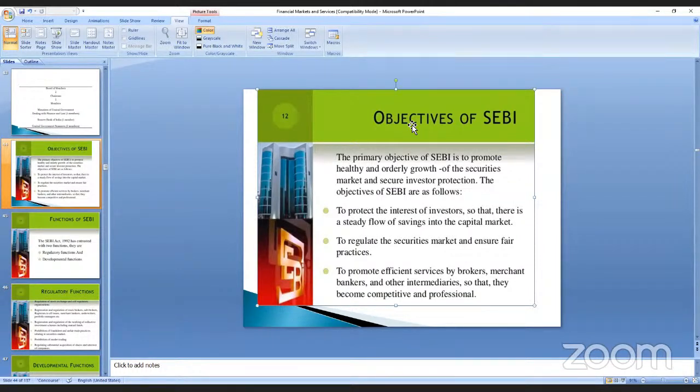So who are the people who run the stock exchange? That is SEBI, a group of people, and there are merchants and bankers. All of them work under a company. That is the main objective. That is efficient brokers. They will have the business, that is, competitive professionals.